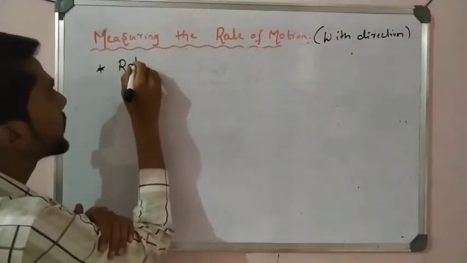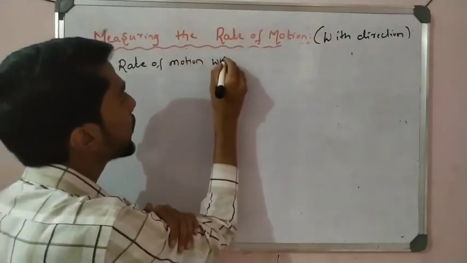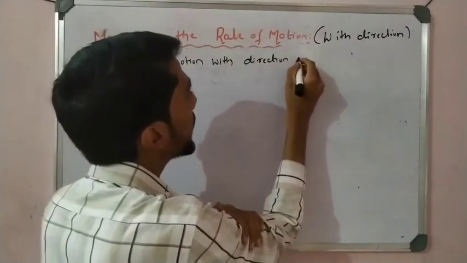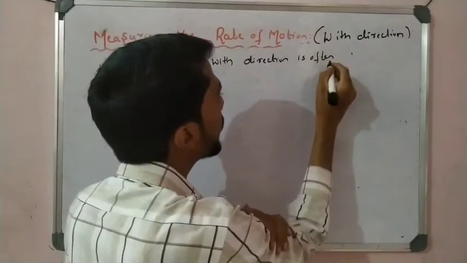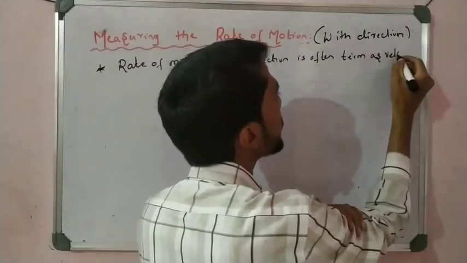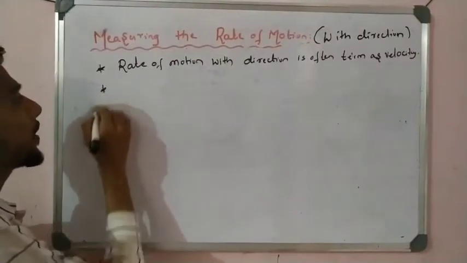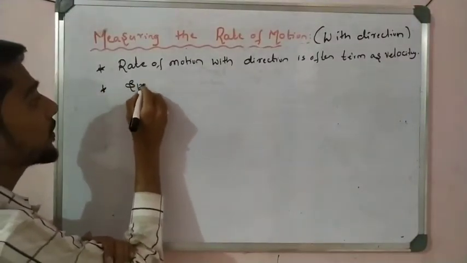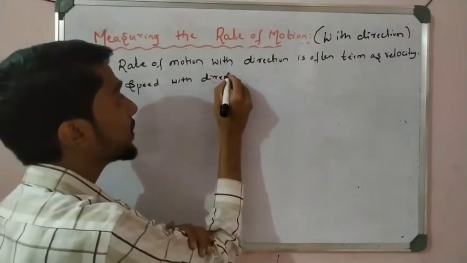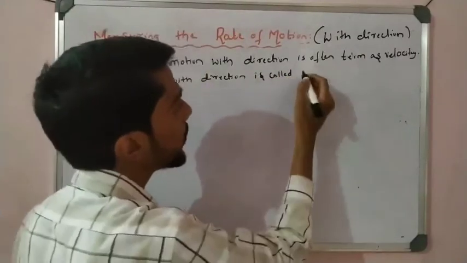Rate of motion with direction is often termed as velocity. Or also, speed with direction is called velocity.